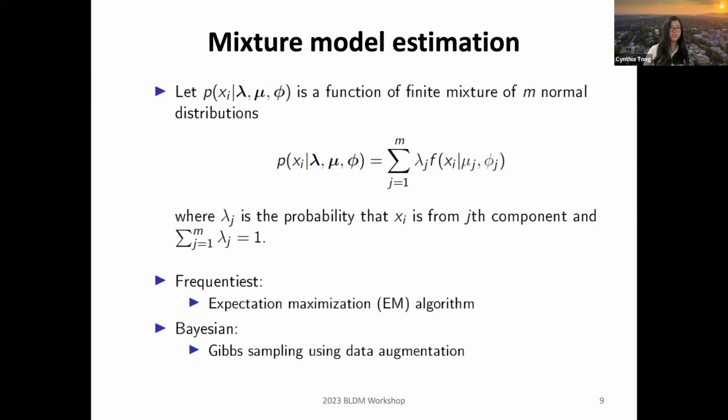With such a normal likelihood function, for the frequentist method, basically they can use EM algorithms to estimate this model. And in the Bayesian framework, Gibbs sampling or other types of MCMC procedures can be used with data augmentation to estimate the model.